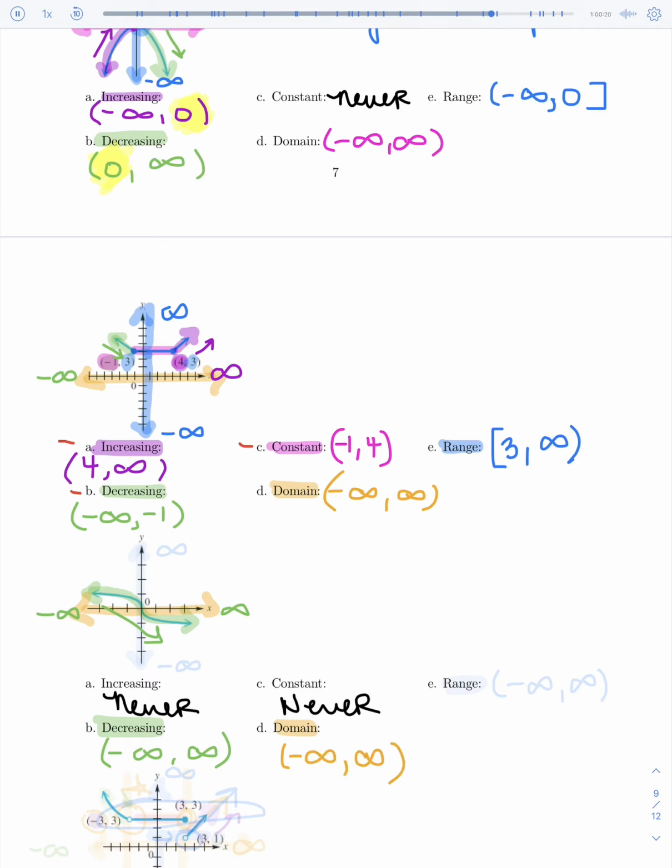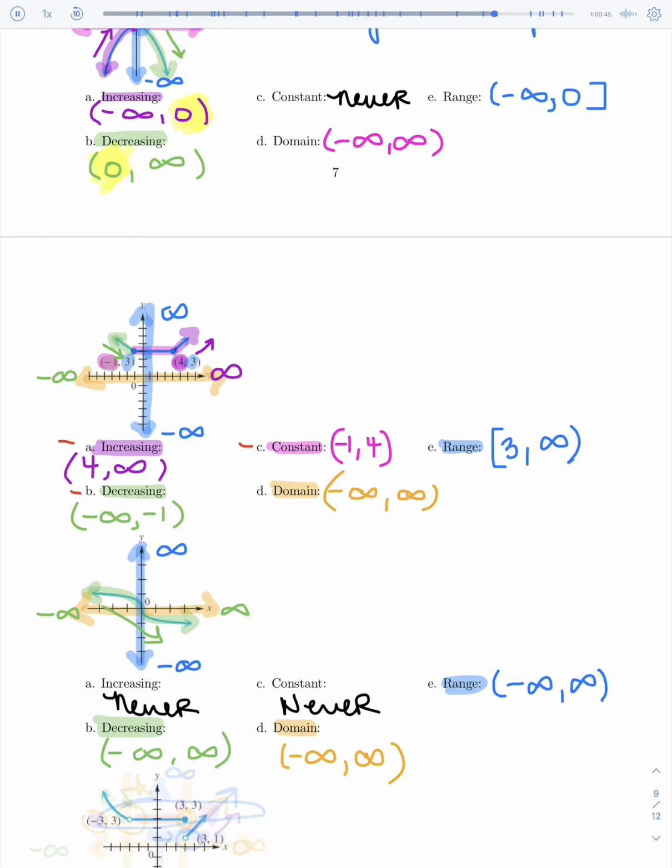Let's take a look at my range, my y values. Well, starting down at the bottom at -infinity and working my way up towards +infinity, what we notice is that our graph goes down forever and up forever. So that means our range is also -infinity to +infinity.